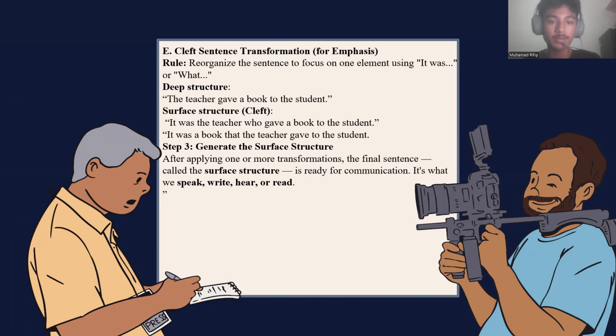Step 3, generate the surface structure. After applying one or more transformations, the final sentence, called the surface structure, is ready for communication. It is what we speak, write, hear, or read.